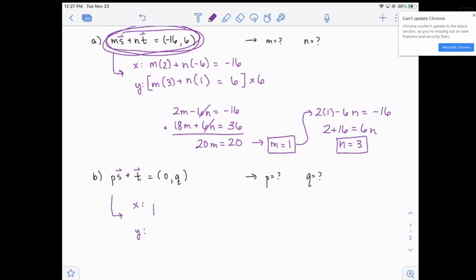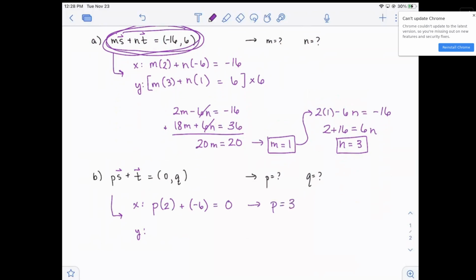The x one would be the constant p, which we're looking for, times the x component of s, which is 2, plus the x component of t, which is -6. And this is supposed to be equal to the x component of the final vector, which is 0. So from this, we can already solve for p because that's the only unknown in here. So p is going to be 3.